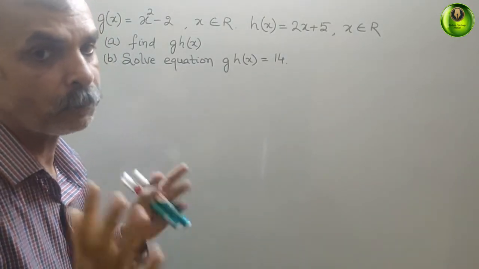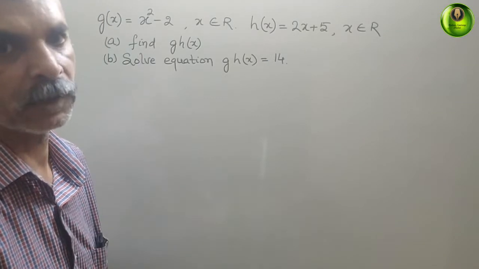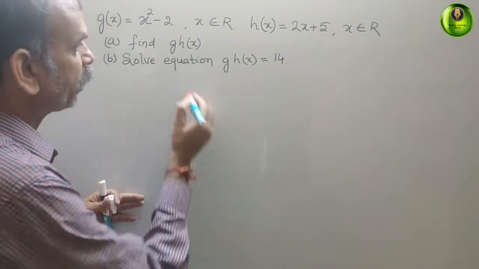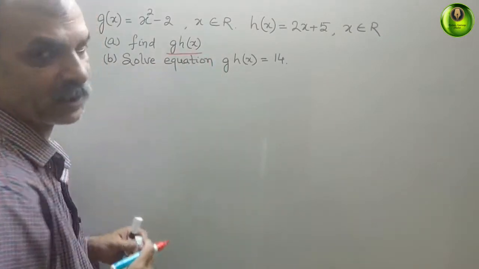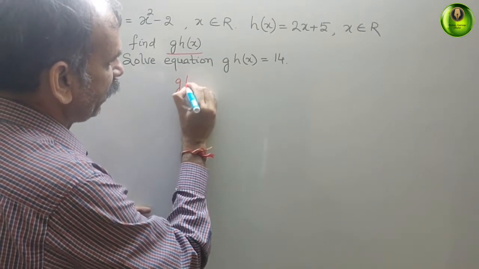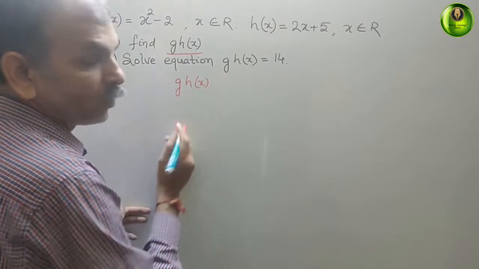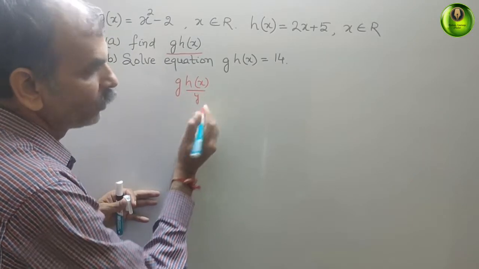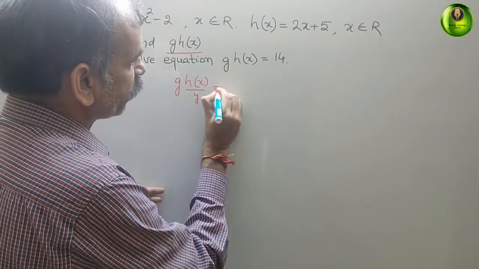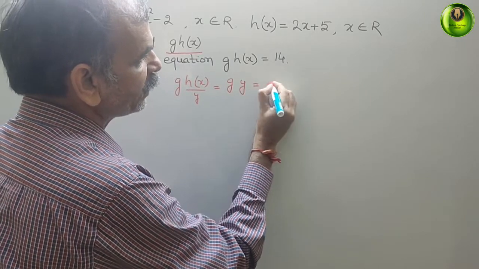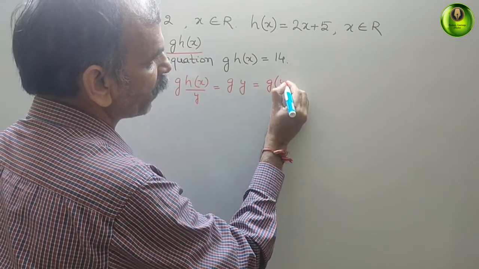Now they have asked us to find gh(x), and to solve the equation gh(x) is equal to 40. How will we proceed? See what they have given. They have told you to find the value of gh(x). So just take this value as y. Now it will become g(y), or you can say it's nothing but g in brackets y.